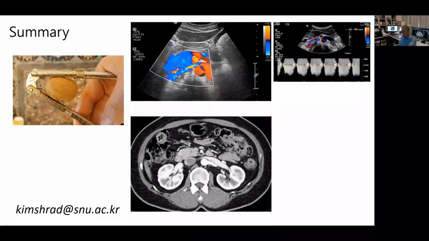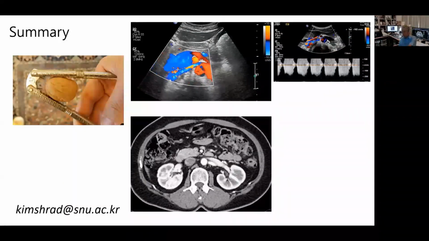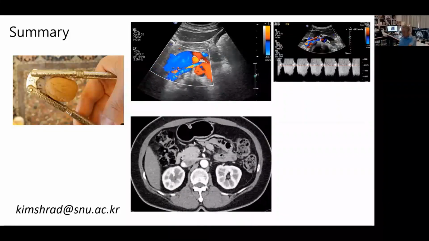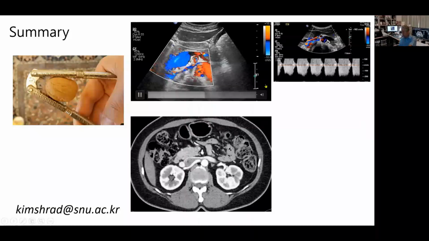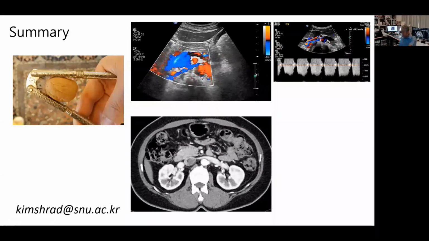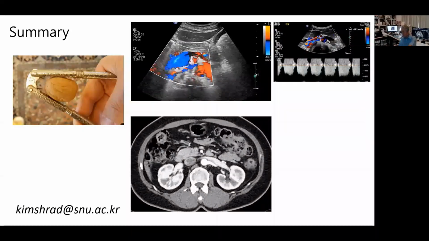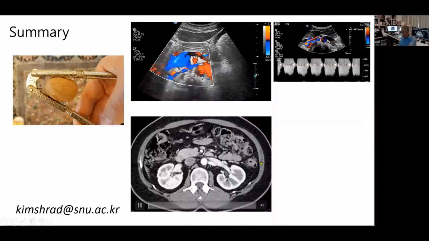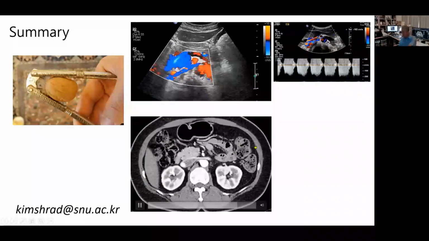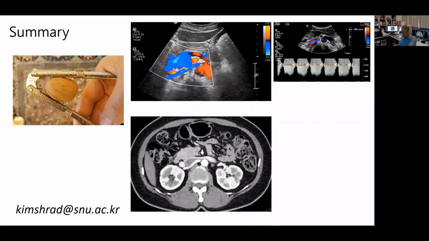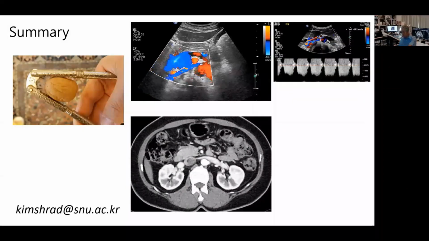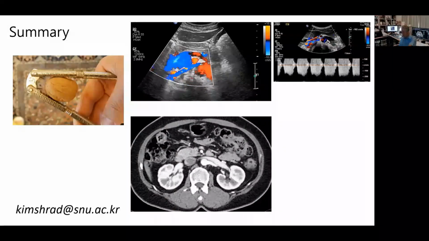This is a summary. Nutcracker phenomenon and Nutcracker syndrome are not rare, but quite common. Doppler ultrasound is the most practical non-invasive imaging modality for diagnosis, and we may have useful information regarding left renal vein flow at early phase contrast-enhanced CT to detect Nutcracker phenomenon.